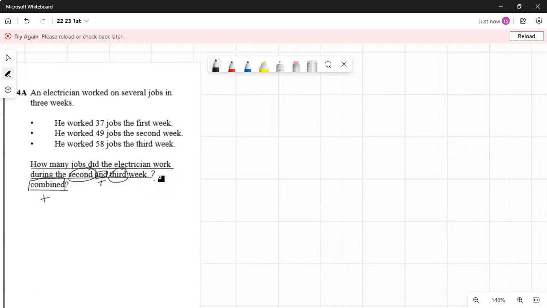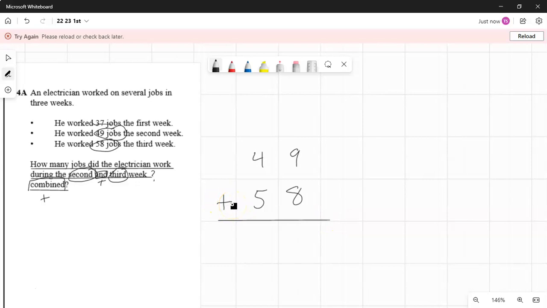Okay, so I'm going to circle the important information in the statement, the information that I need. It's asking about the second week, which was 49 jobs, and the third week, which is 58 jobs. And this information right here about the first week is not important, so I can put a line through that one. Don't need it. So I'm going to write the problem down here. The problem is 49 plus 58, because I'm going to combine them. Draw a line right there, and an addition sign right here.